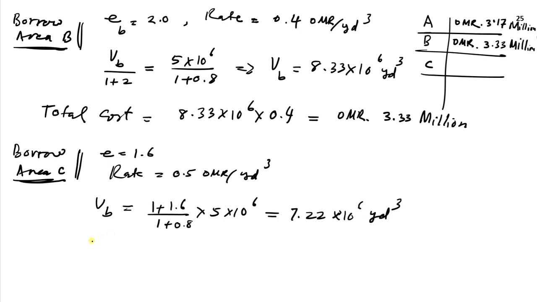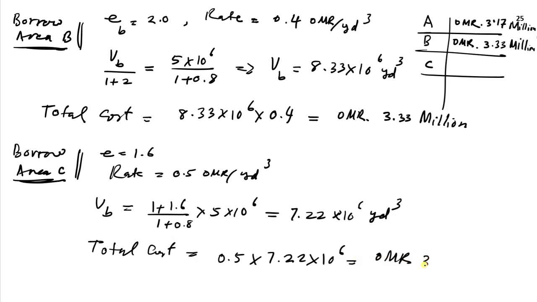So what is going to be the total cost? Total cost is going to be the rate, 0.5, times 7.22 into 10 raised power 6. So your answer is going to be OMR 3.61 million. So this is OMR 3.61 million.